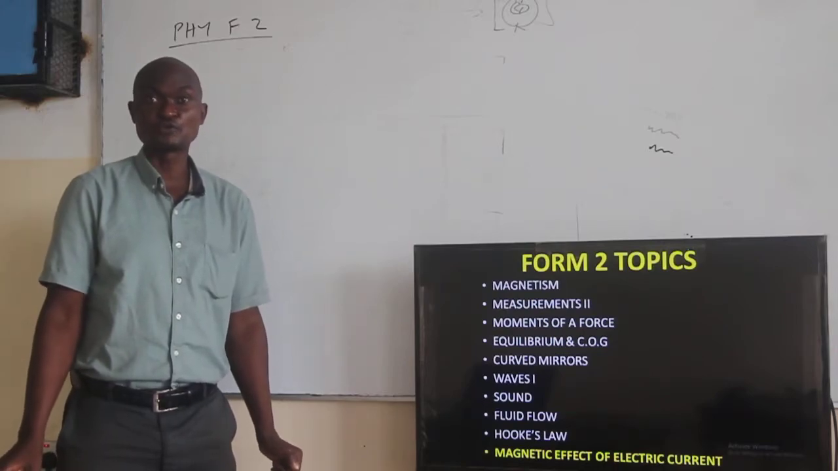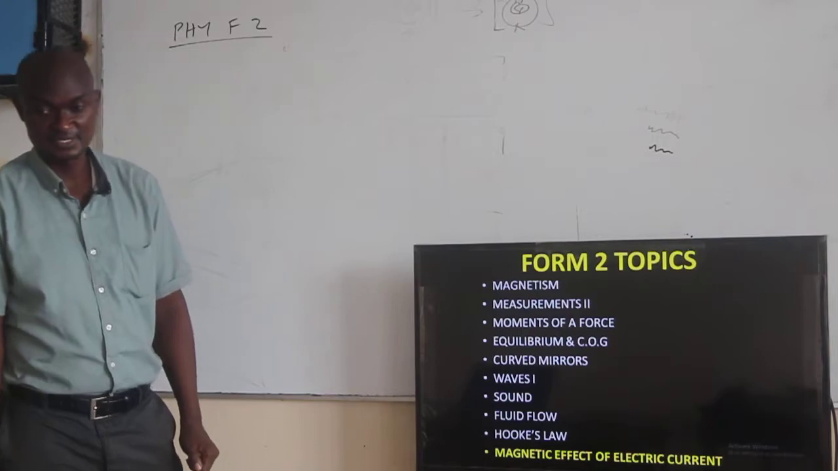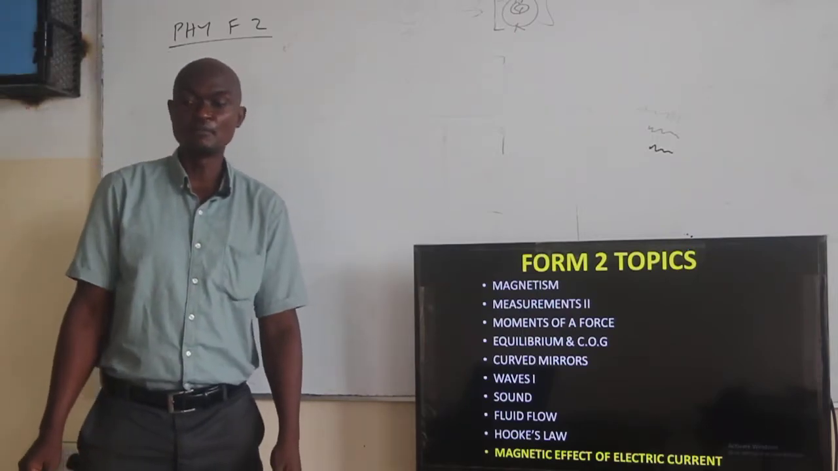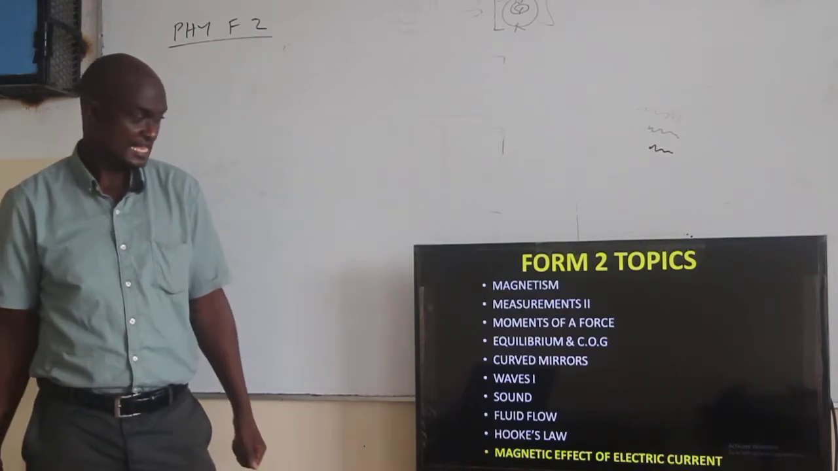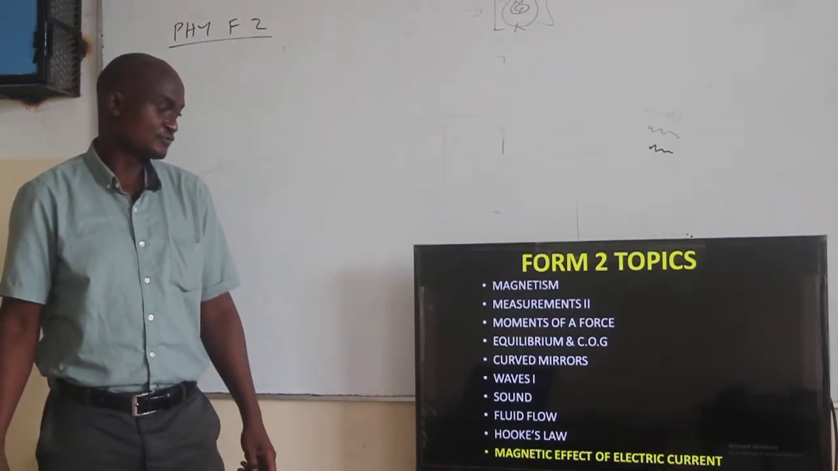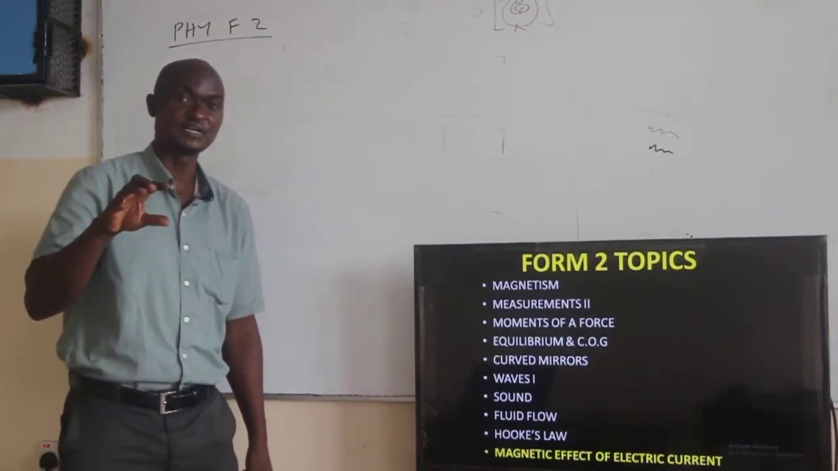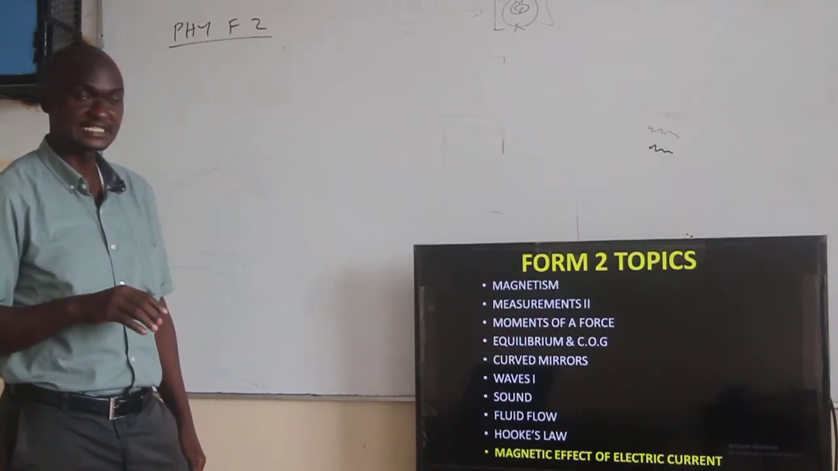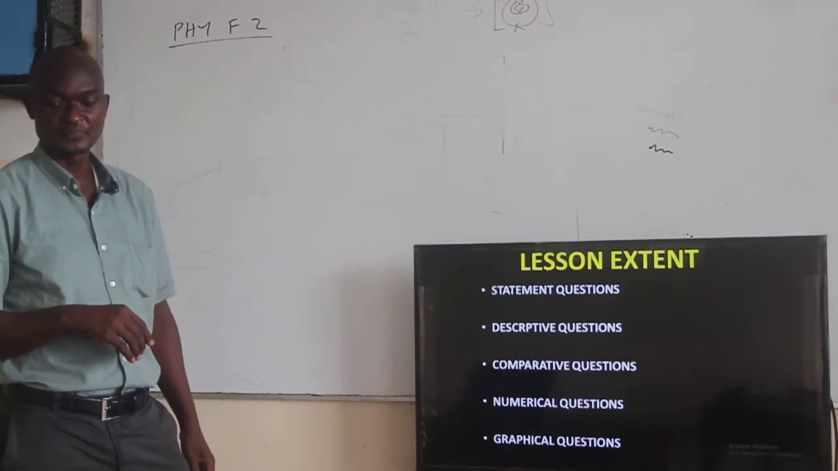Now we know what we've covered so far in our online learning. We have talked about magnetism, measurements 2, moment of a force, equilibrium and center of gravity, curved mirrors, waves 1, sound, fluid flow, and Hooke's law. The only topic we will not cover is magnetic effect of electric current. Hopefully we will next time.